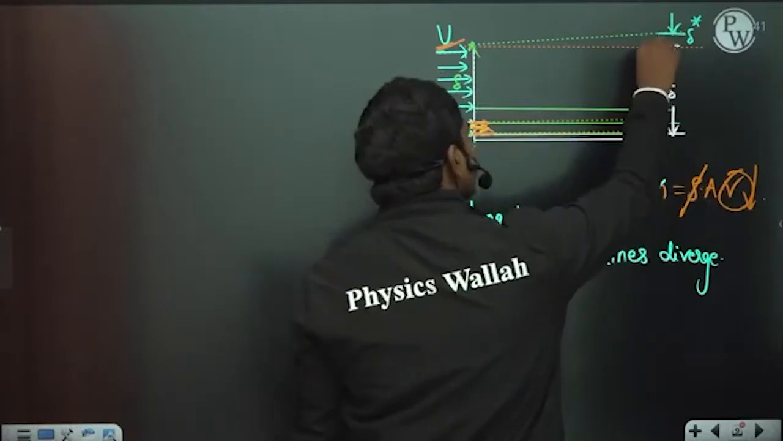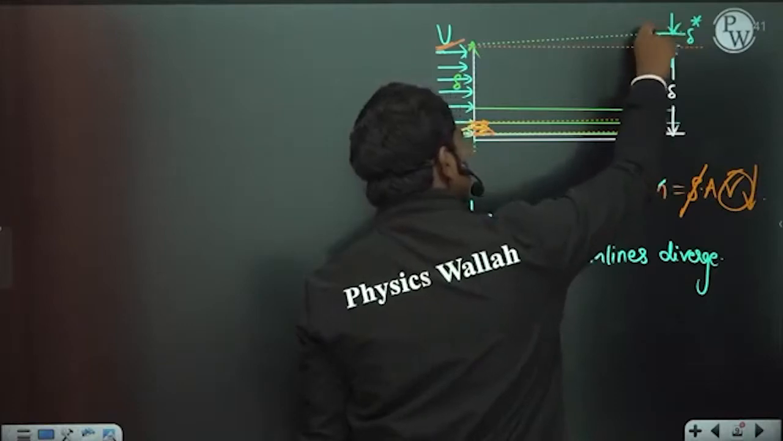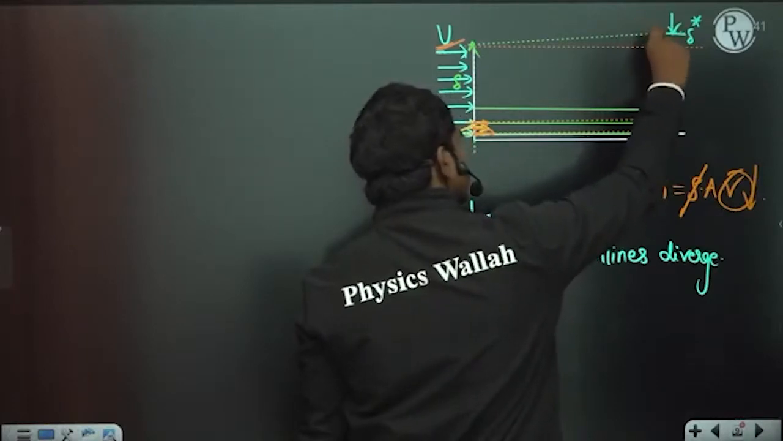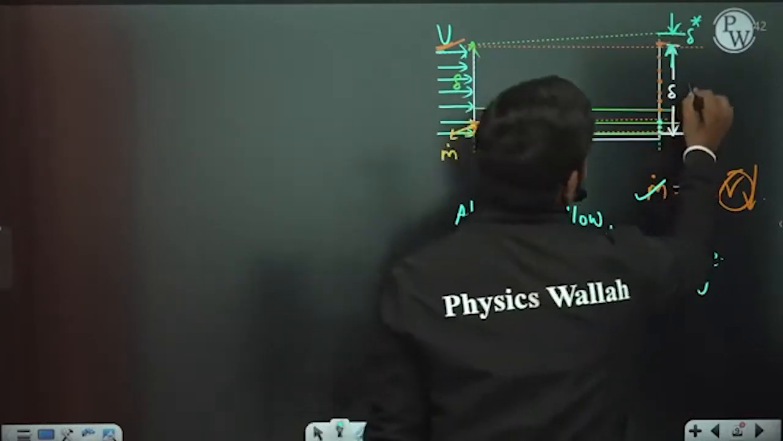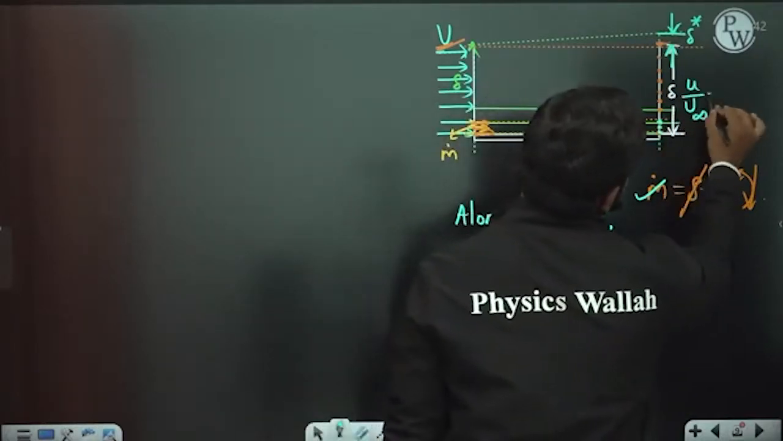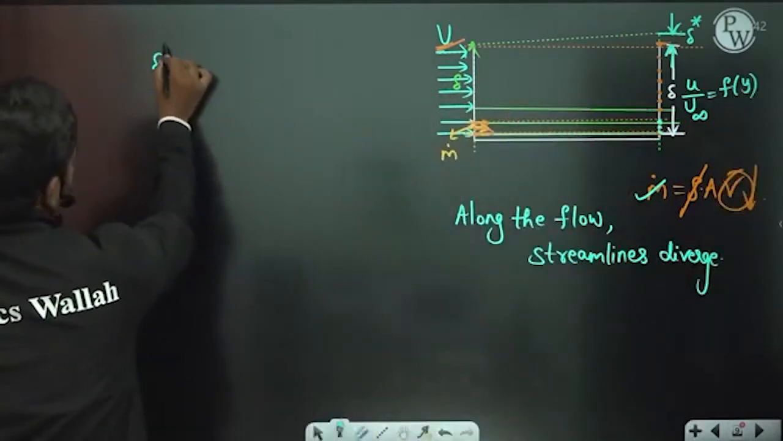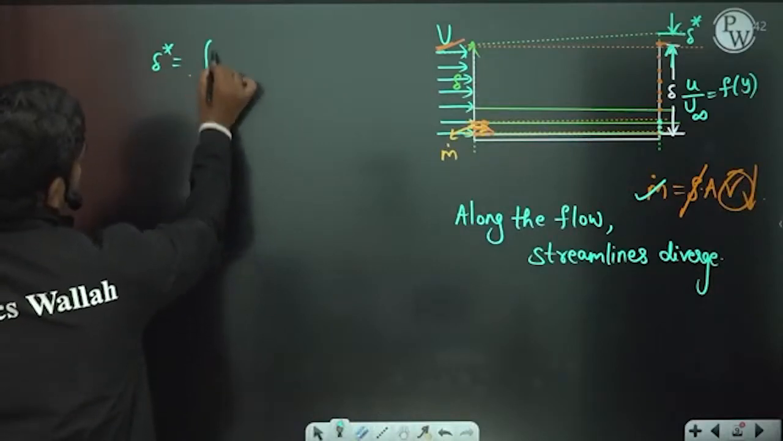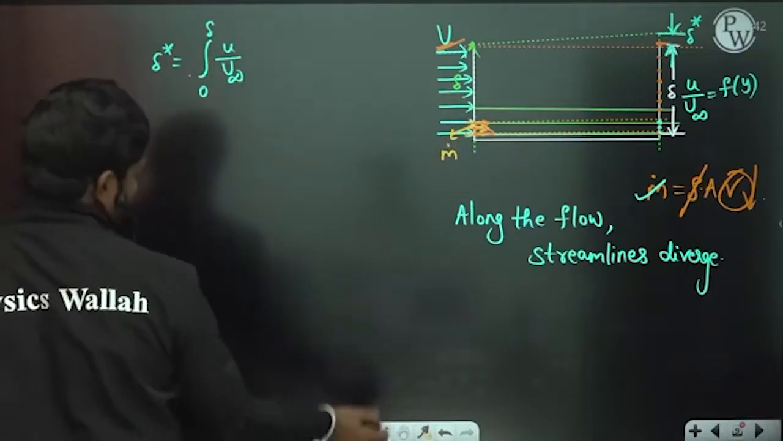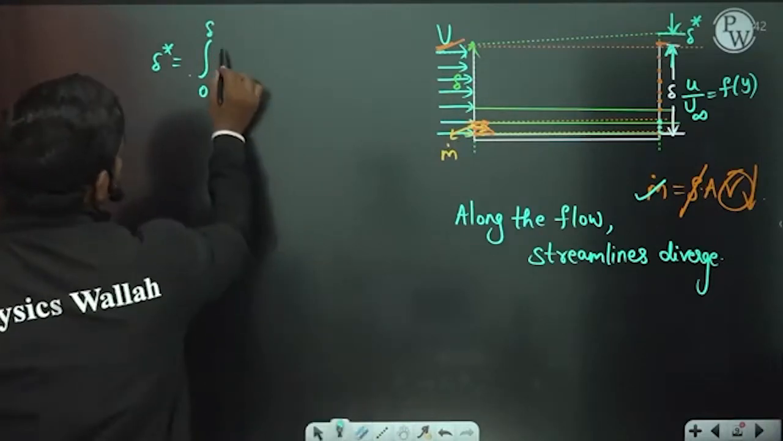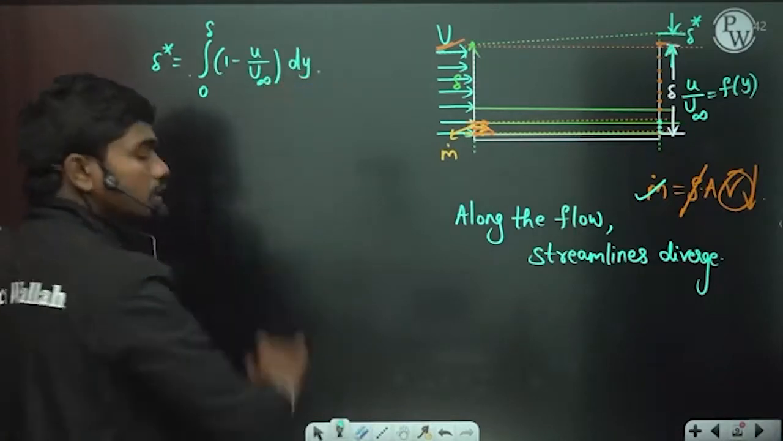So what we do is, we have taken this deflection of the streamline, and this displacement of the streamline is called the displacement thickness. For any given velocity profile here, if some velocity profile is given, u by u infinity is equal to some function of y, for example, then this displacement thickness is calculated using the integral from 0 to delta of (1 minus u by u infinity) dy. Clear? So this is the expression.